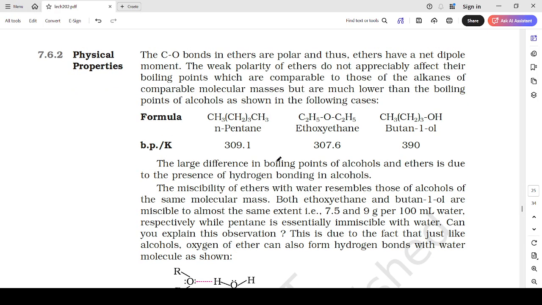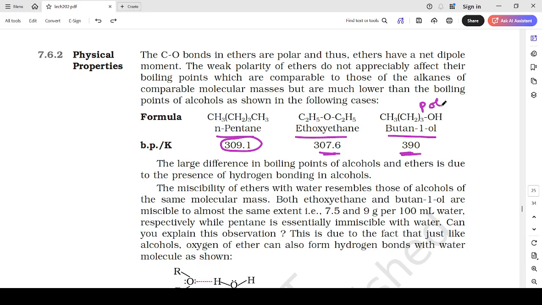Okay, next we go to the physical properties. Look at the boiling points here: n-pentane, ethoxyethane, butan-1-ol. Right? So it's a mere hydrocarbon. Definitely its boiling point should be in between the ether and the alcohol. Can I say that? Because ether is the least polar. Correct?